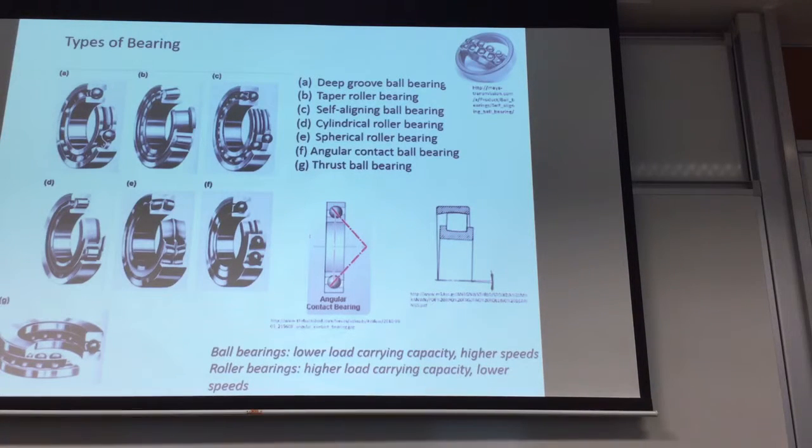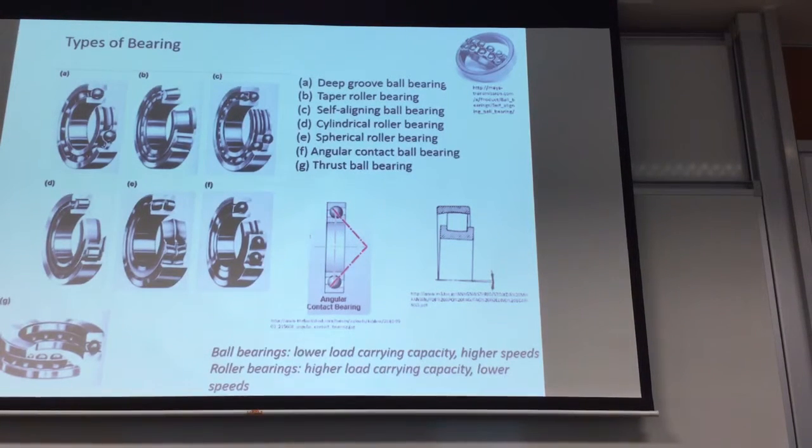In general, which one to choose, whether ball or roller? Ball typically can carry lower load because it's a ball, so you have only a point contact support when it contacts your race. With a roller, it's a line contact. So you can imagine a line contact will carry a higher load compared to your point contact. But because it's a point contact, you can go at a higher speed. The roller bearings typically should go at a lower speed compared to the ball bearings.